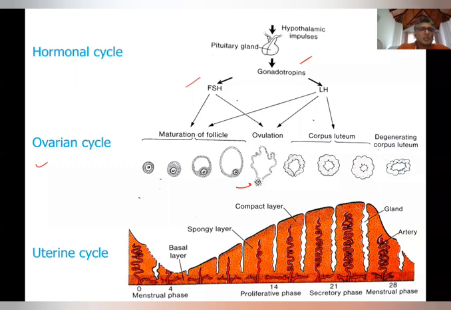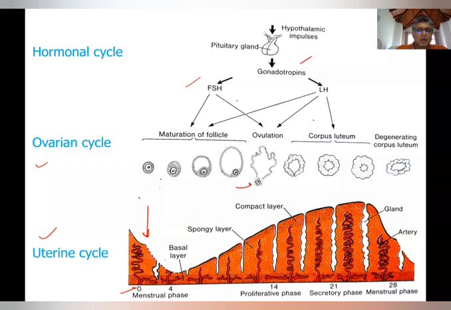Then this is the uterine cycle that we did not discuss so far. Now in the uterine cycle, this is day 0 here, as you can see. This is the time when the menstruation starts. So you take it as day 0.